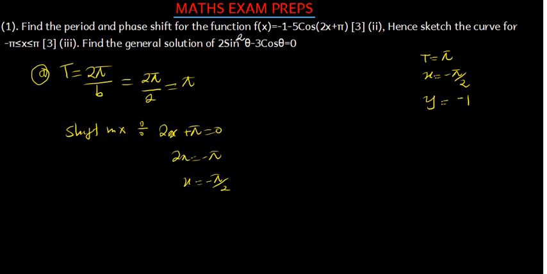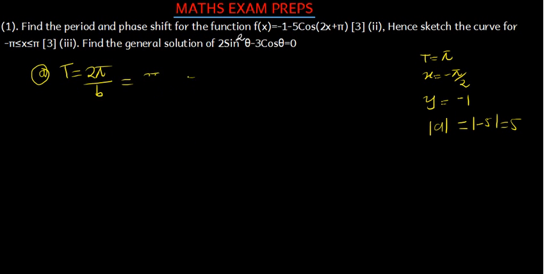Alright, so now the second question is saying hence sketch the curve. For us to sketch the curve, let me just add one more thing. The amplitude is given by the absolute value of the number in front of the cos, that is the absolute value of -5, which is equal to 5. Okay, so that is the amplitude. Well, you can go on now and sketch the graph.